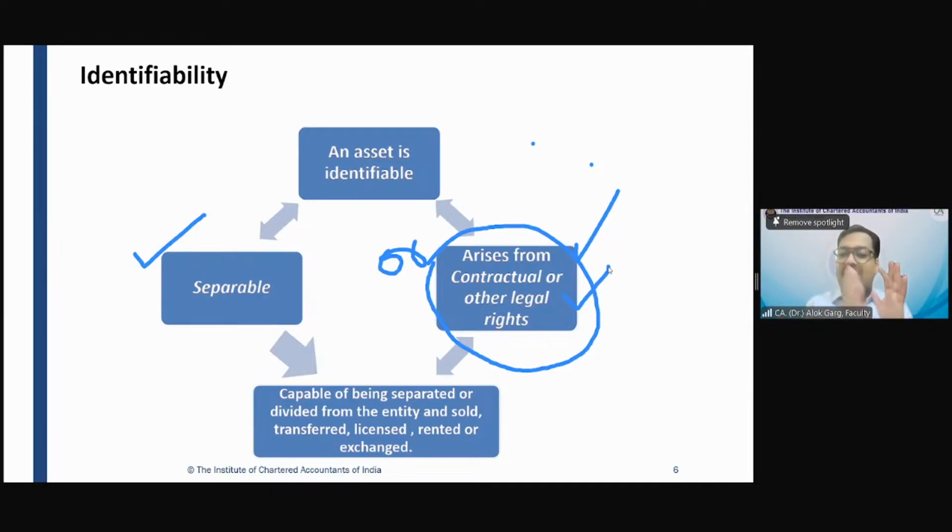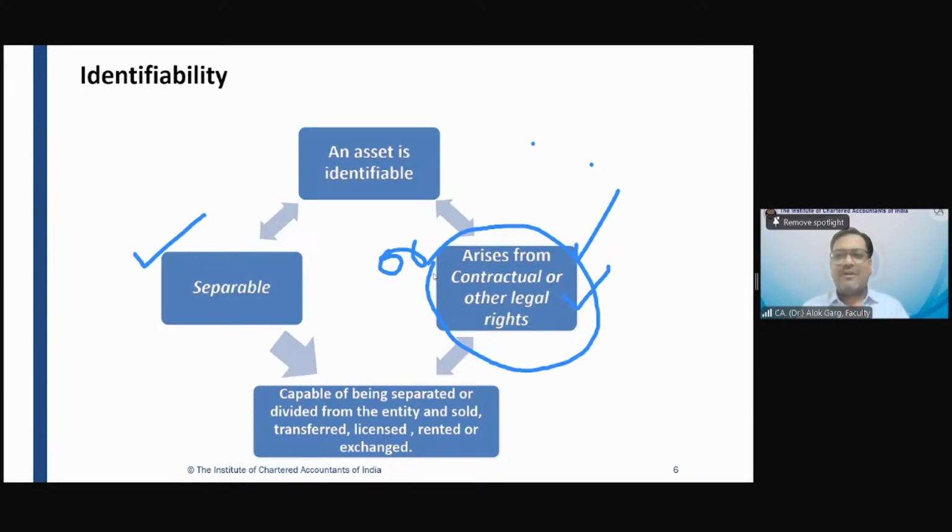So either it is separable or it is arising from contractual or legal rights. So yes, this is an intangible asset. So there are two separate conditions, right? And this separable condition is more from the perspective of internally generated intangible assets, right? Clear?